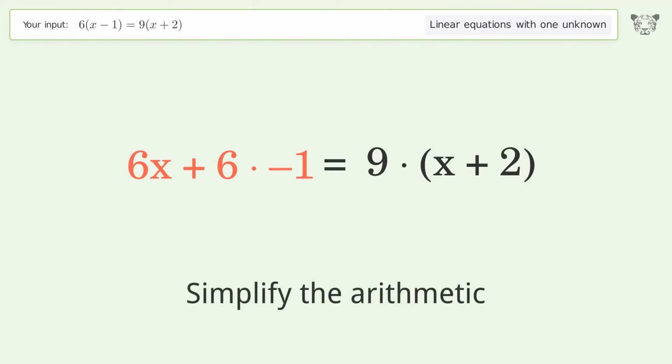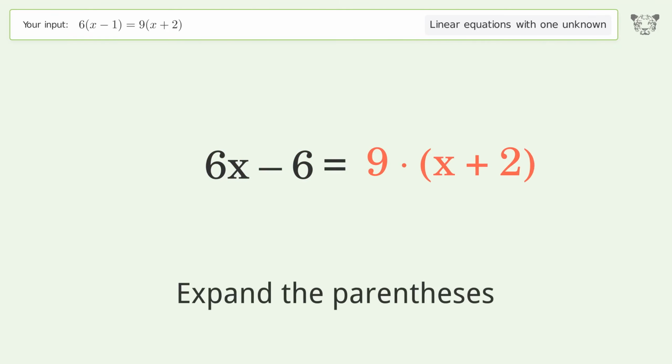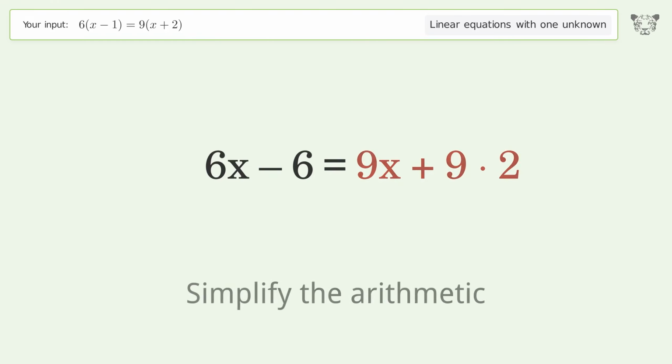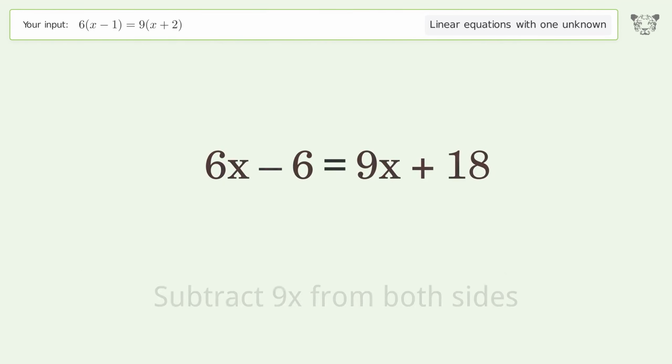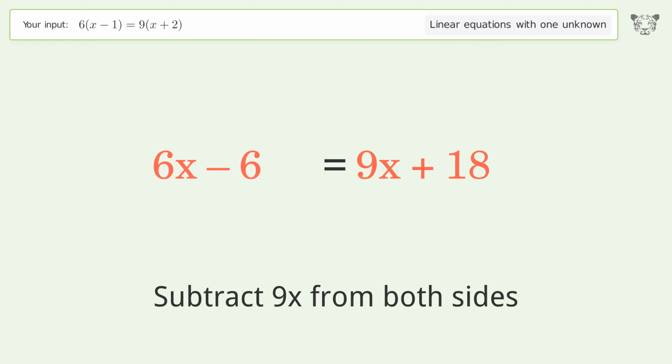Simplify the arithmetic. Expand the parentheses. Simplify the arithmetic. Group all x terms on the left side of the equation. Subtract 9x from both sides.